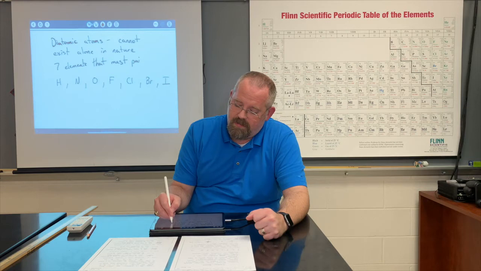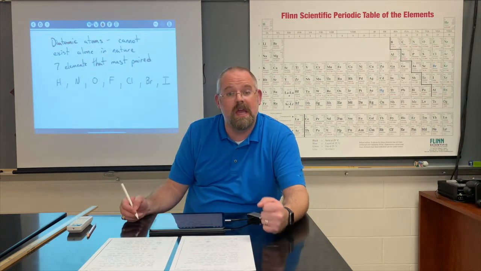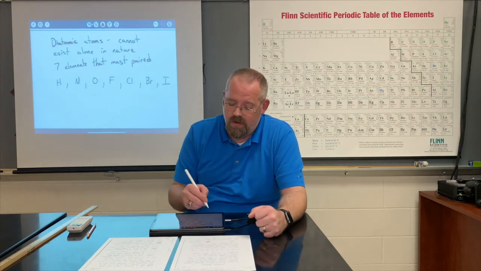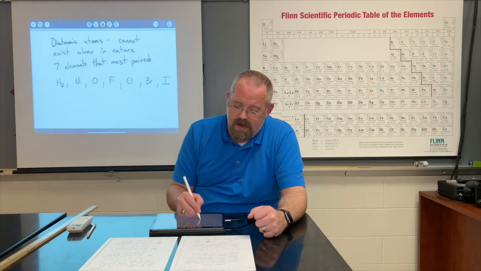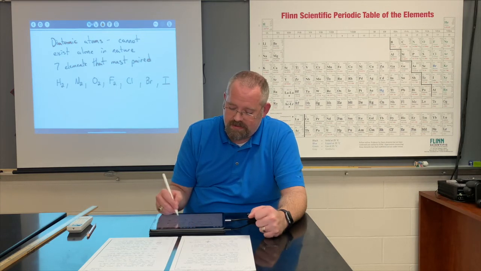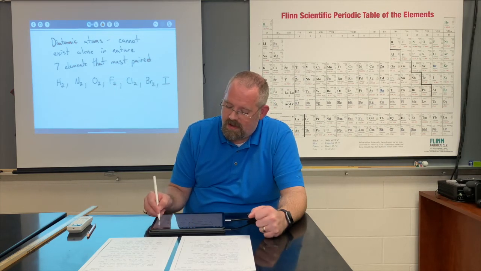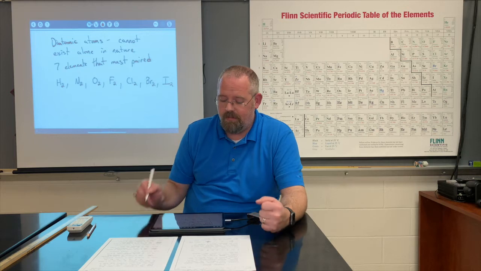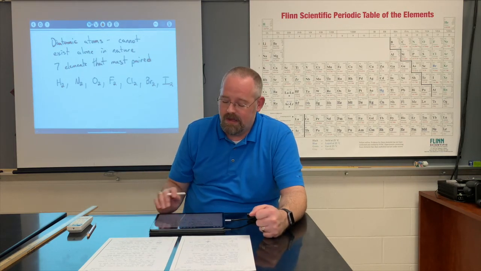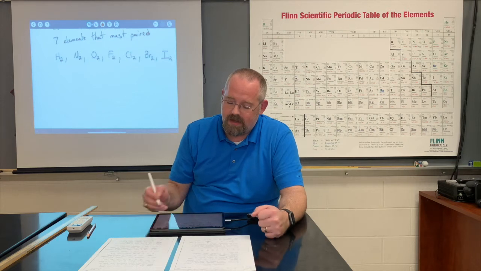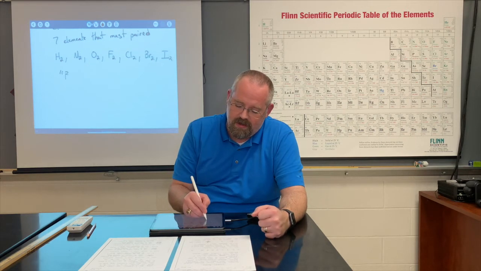They must be paired with something. They are incapable of existing alone. And if they pair with themselves, that's okay. So we can have H2, N2, O2, F2, Cl2, Br2, I2. But you're never going to see just a single atom, okay? So I call these affectionately the Big 7, okay?